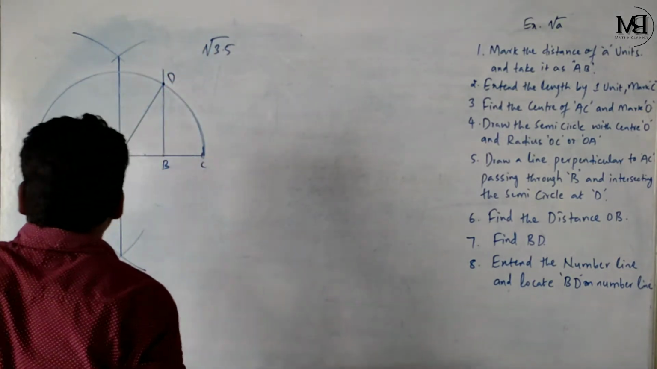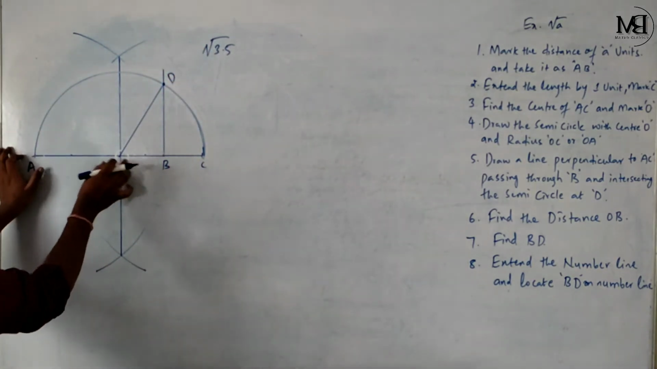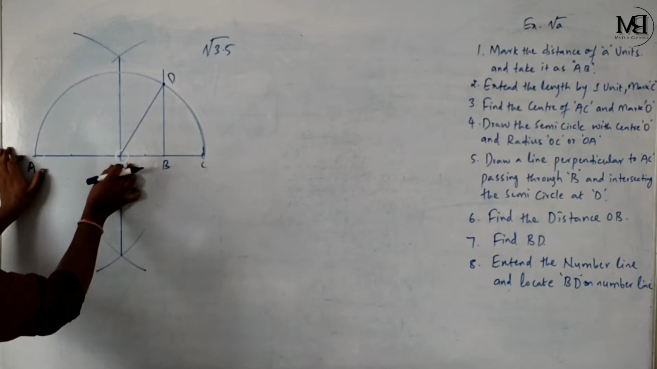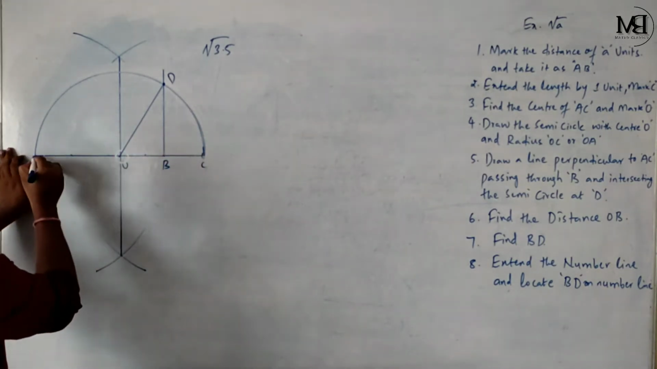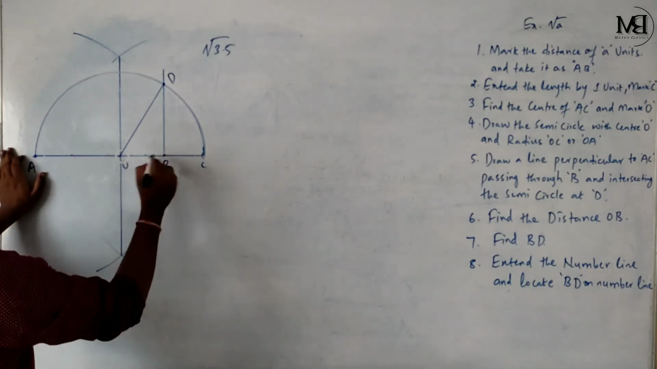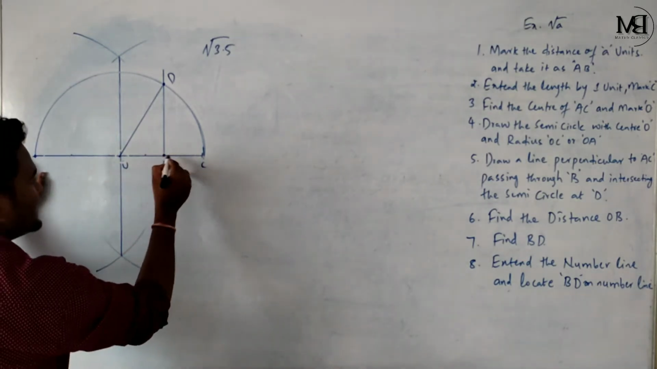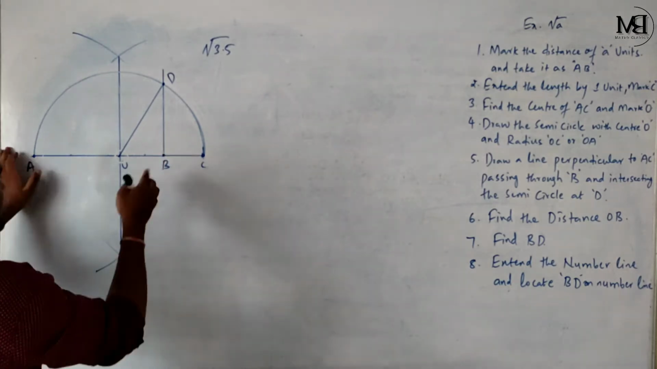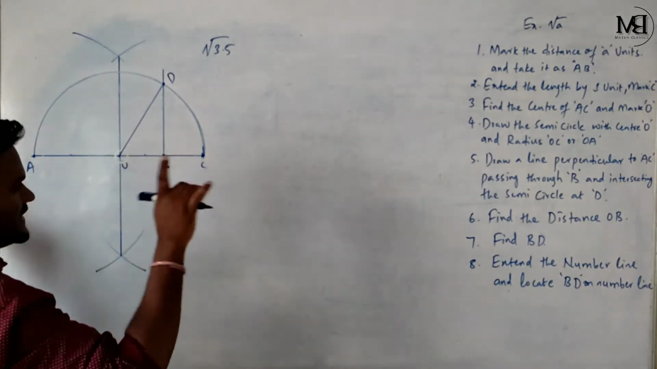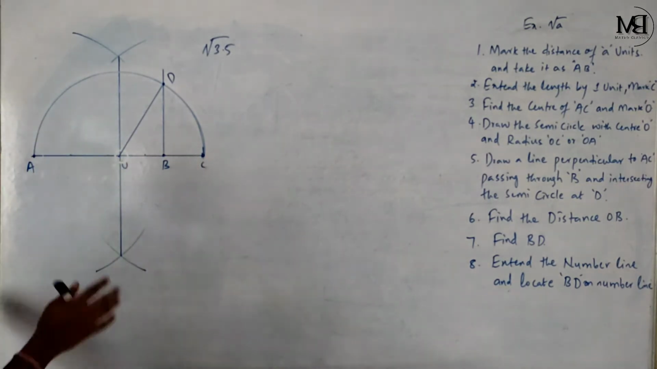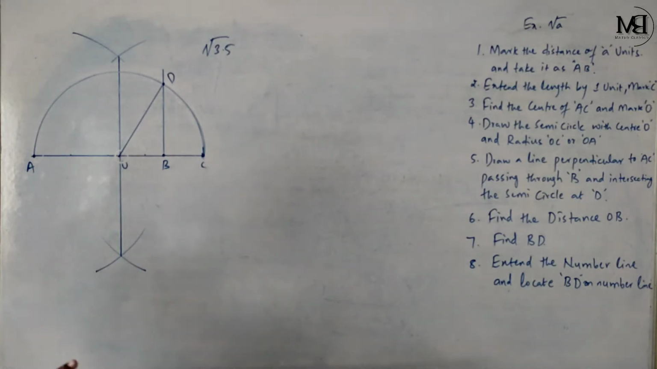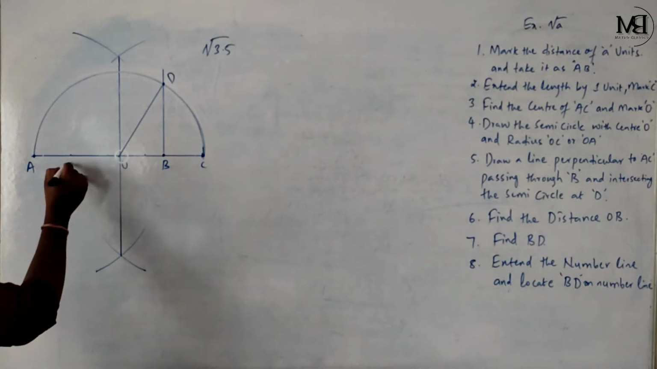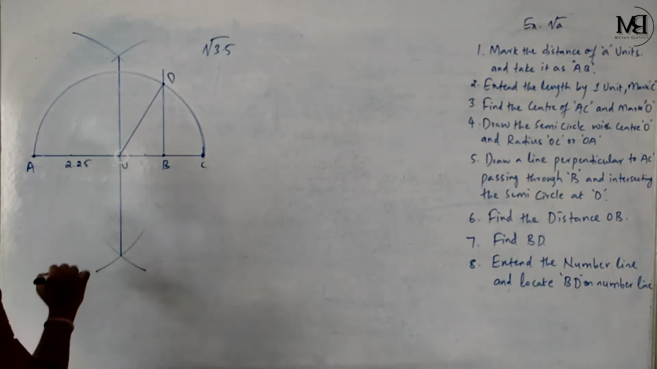See children, what is the distance of OA? The distance of OA is half of 4.5, because the distance of AB is 3.5 and the distance of BC is 1 unit. 3.5 plus 1 is 4.5. Half of 4.5 is 2.25. Okay, it is 2.25.